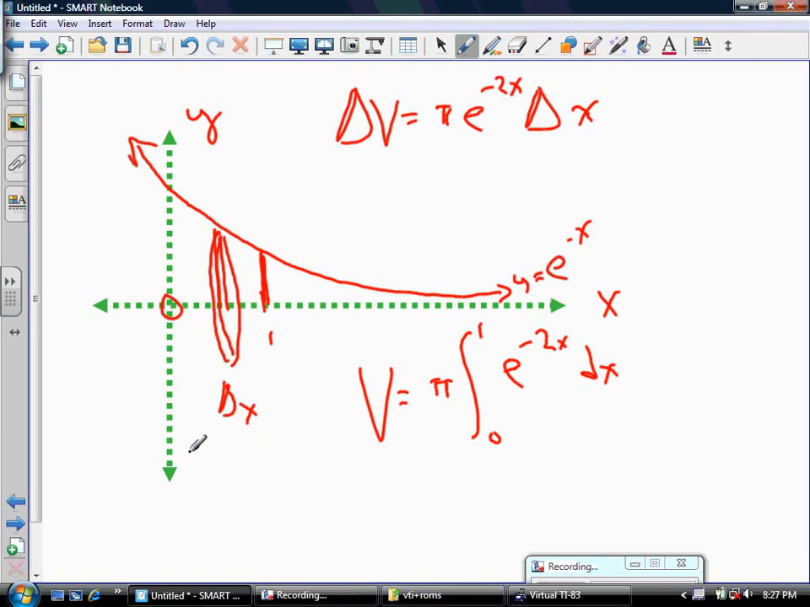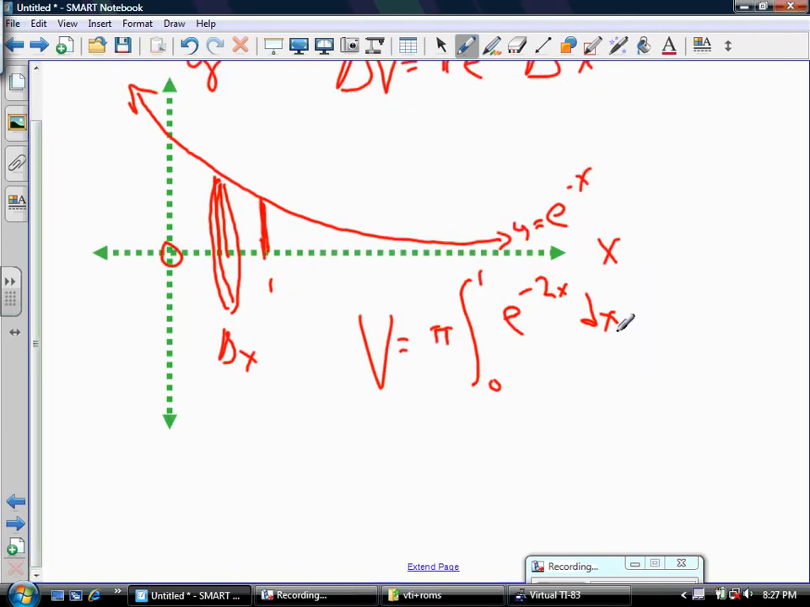Alrighty, and so how do you anti-differentiate this? What method do you use? Trig sub what? U sub. U is negative 2x. Du is negative 2 dx. So we replace dx with negative 1/2 du. So I get negative pi over 2 e to the u du.